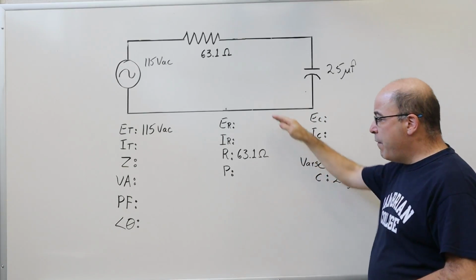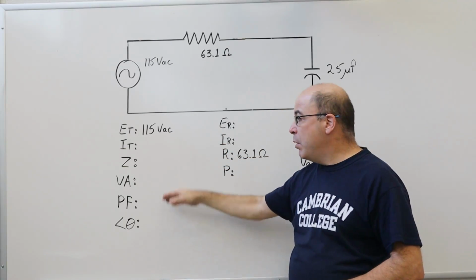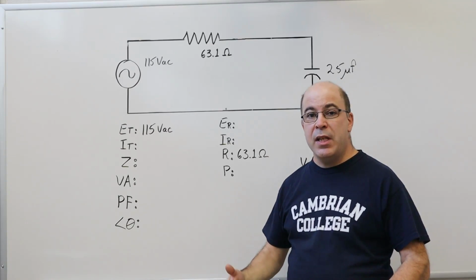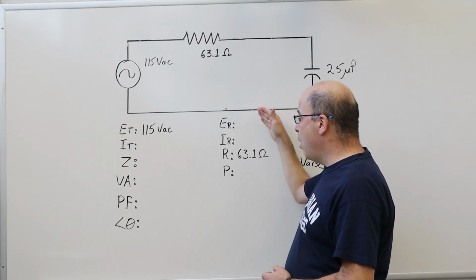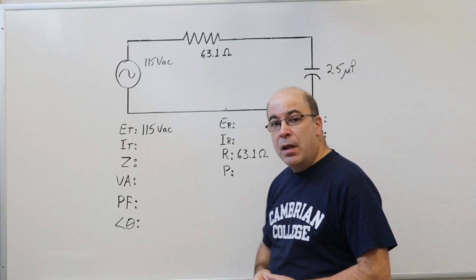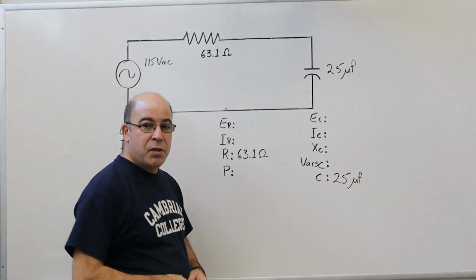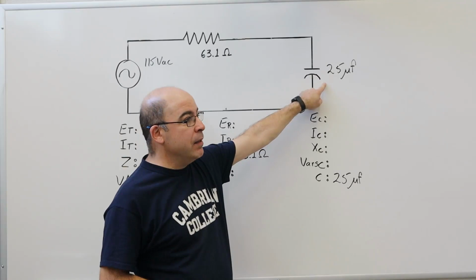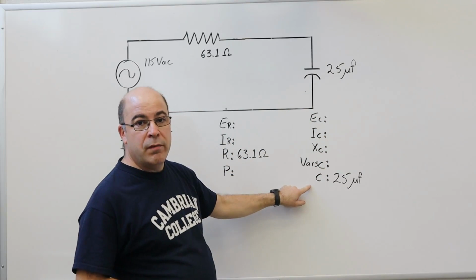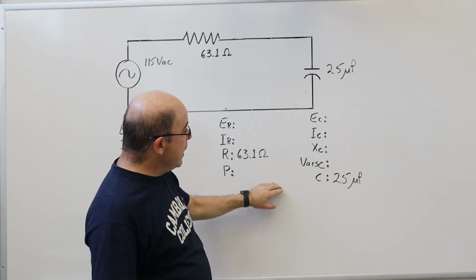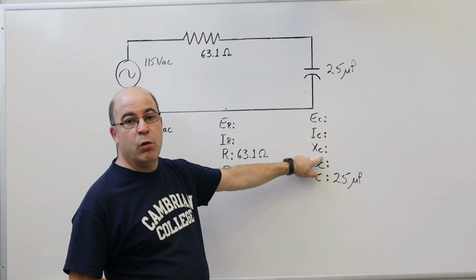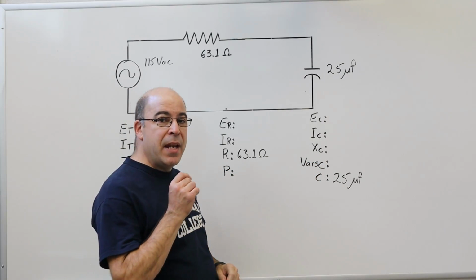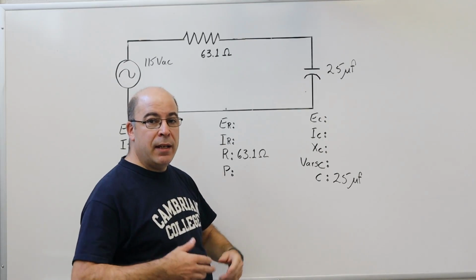I've got all of the values that are listed here, but we've got quite a few that are missing. And so I'm going to take you through the procedure and how to solve for all of the missing values. The first thing that we're going to start with, because I only have a value of capacitance, my first order of business in solving for this is establishing a value for capacitive reactance. So let's move down to the next board and get started.